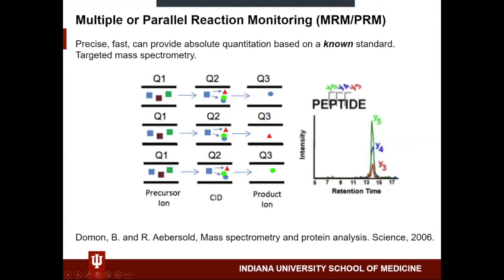And you would need to set this up with a known peptide or known standard. But it can be very useful for methods where you're going to quantitate the same things in many different samples, and you want to be able to do it as quickly as possible.